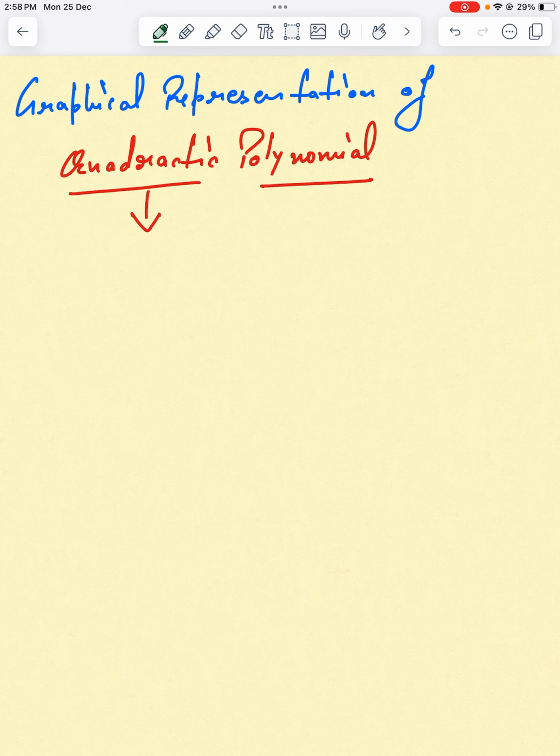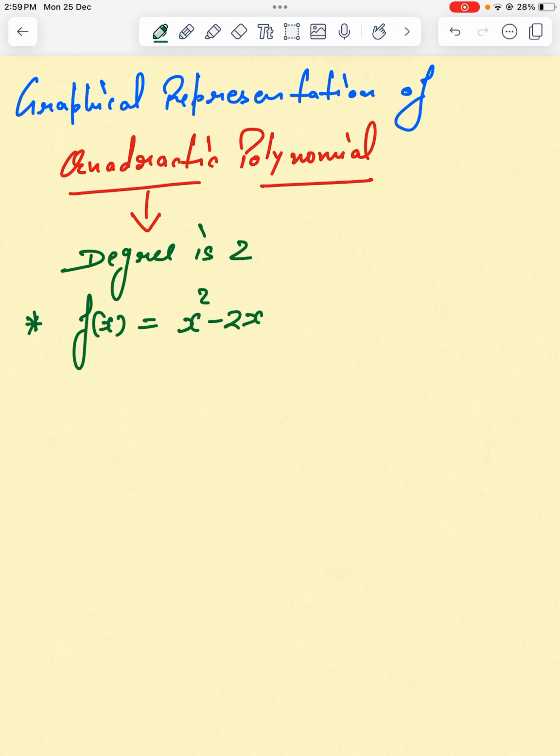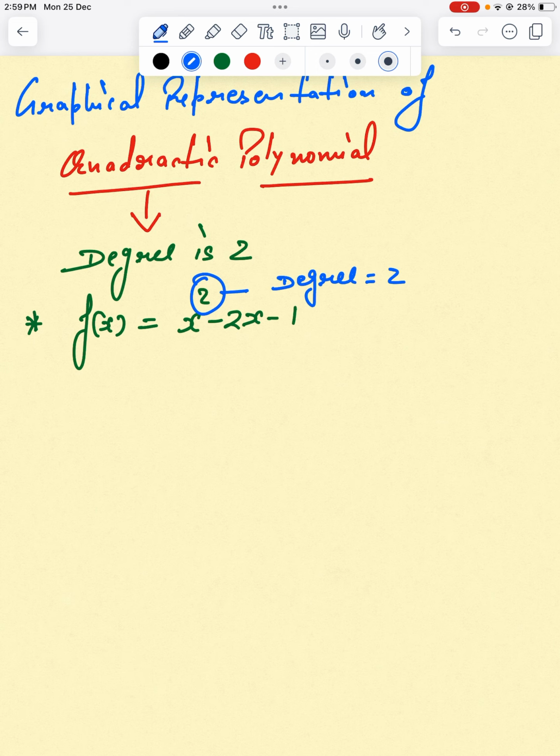In this session, we will learn to draw the quadratic polynomial on graph, that is in rectangular coordinate system. I hope you all know about the quadratic polynomial. What are those? Those which have degree of 2 are called quadratic polynomial. For example, if I say polynomial f(x) is x square minus 2x plus 1, we see the degree is 2, so it's a quadratic polynomial.